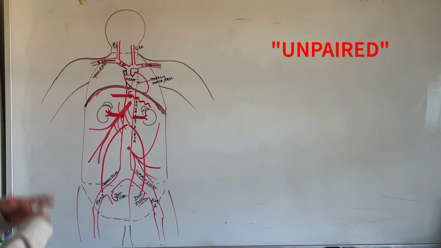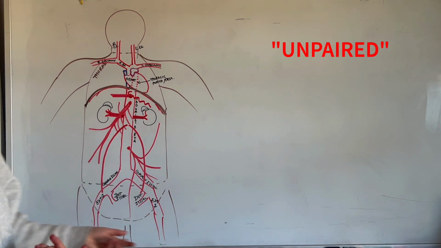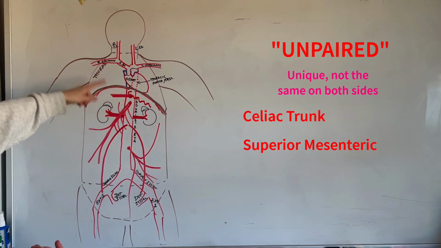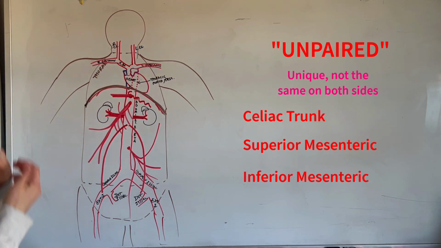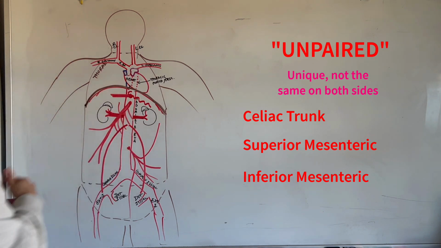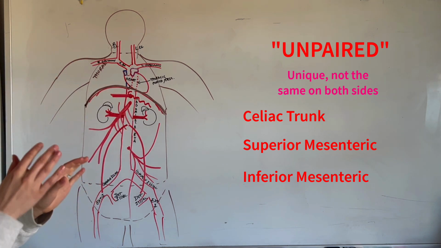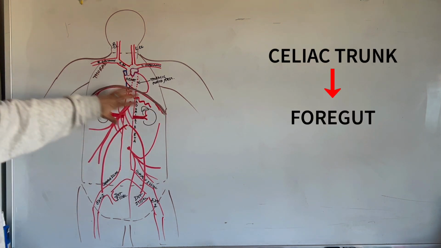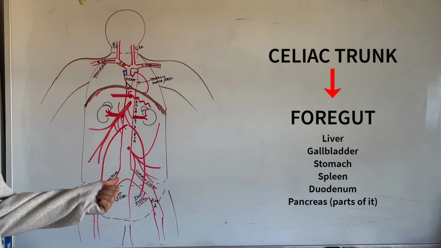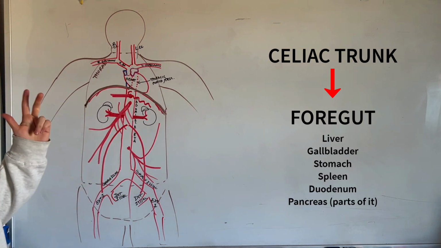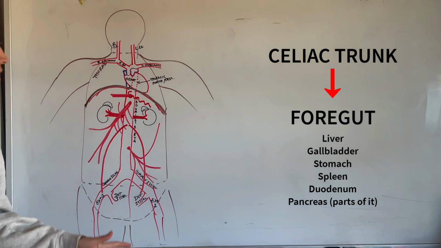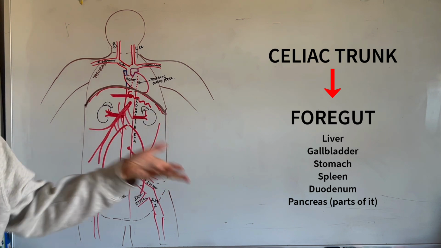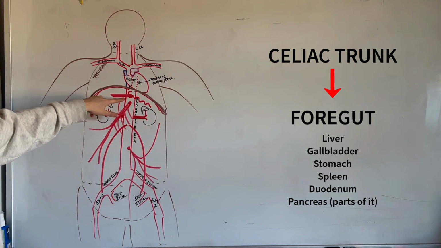Unpaired arteries, this is sometimes how these abdominal vessels are classified, are actually the celiac trunk, the superior mesenteric artery, and the inferior mesenteric artery because they're not bilateral. In fact, they're very much not equal. The celiac trunk supplies what we call the foregut organs. That's going to be your liver, gallbladder, your stomach, your spleen, your duodenum, and your pancreas. Those are all your foregut organs. They are all supplied by the celiac trunk.